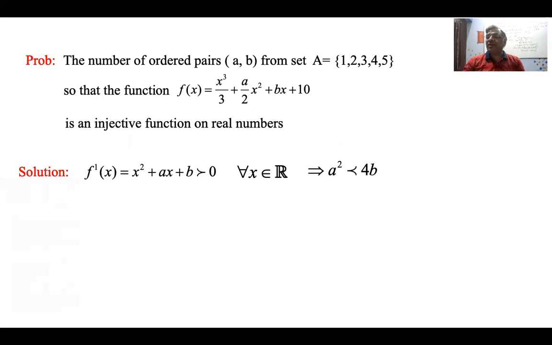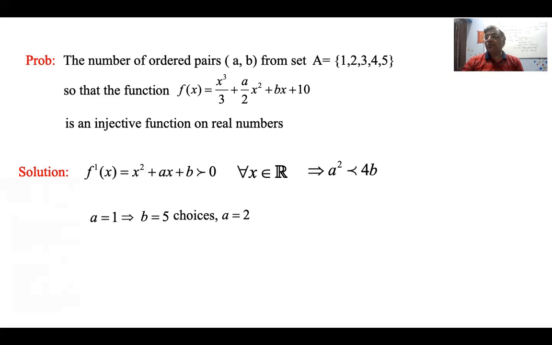Now a has 5 choices, b has 5 choices. Among all these 25 possibilities, in how many is a square less than 4b satisfied? Let us see. First, take a equal to 1. Then 1 must be less than 4b, so b has the choices 1, 2, 3, 4, 5. That means b has 5 choices. When a is equal to 1, b has 5 choices.